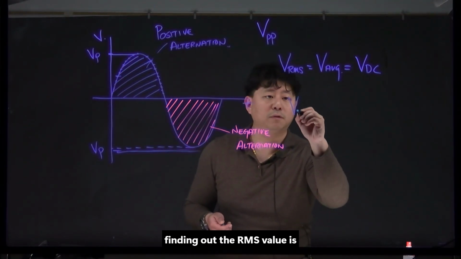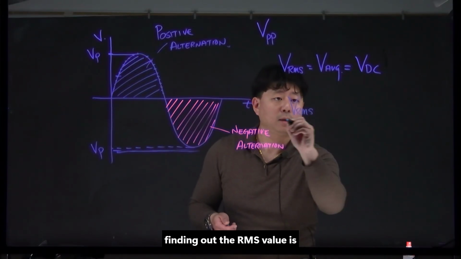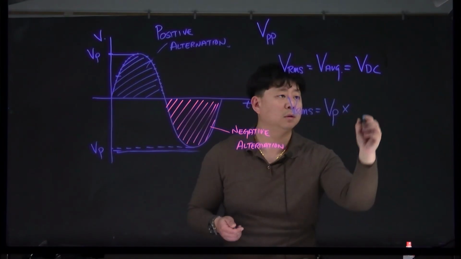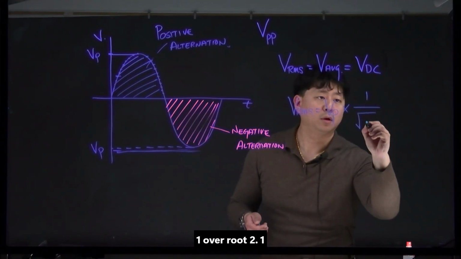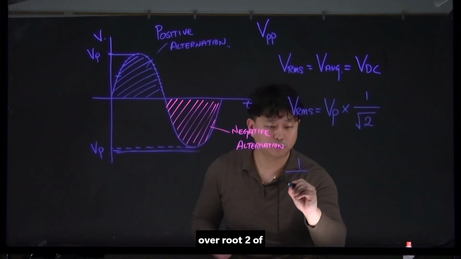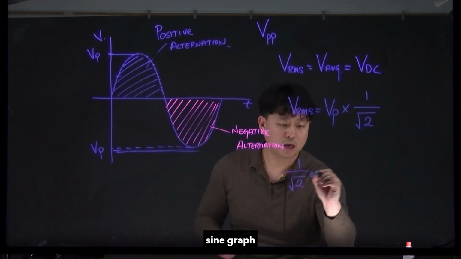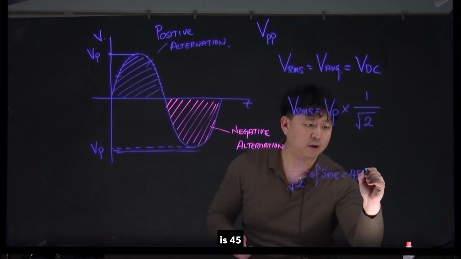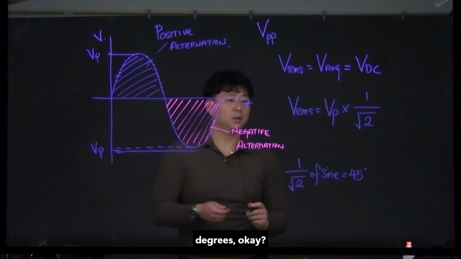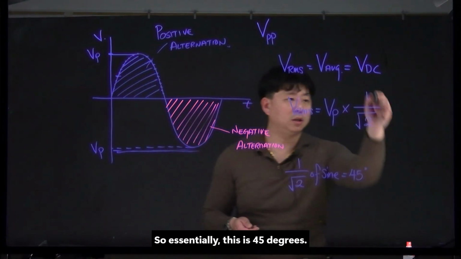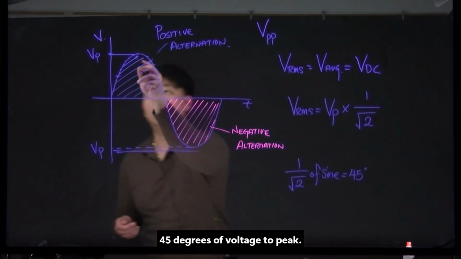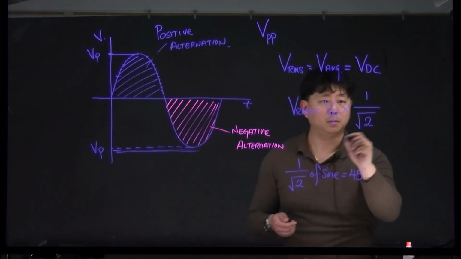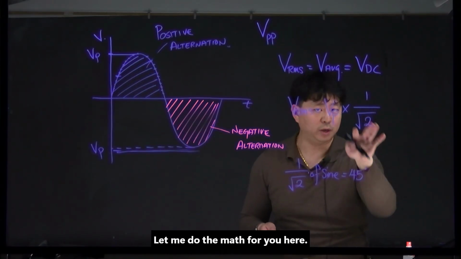So the formula for finding the RMS value is peak times 1 over root 2. 1 over root 2 of a sine graph is 45 degrees. So essentially this is 45 degrees of voltage to peak. Let me give you an easier number. Let me do the math for you here.